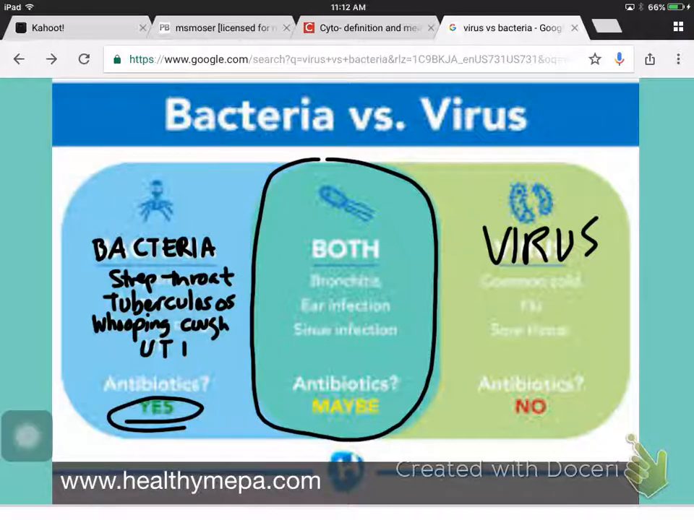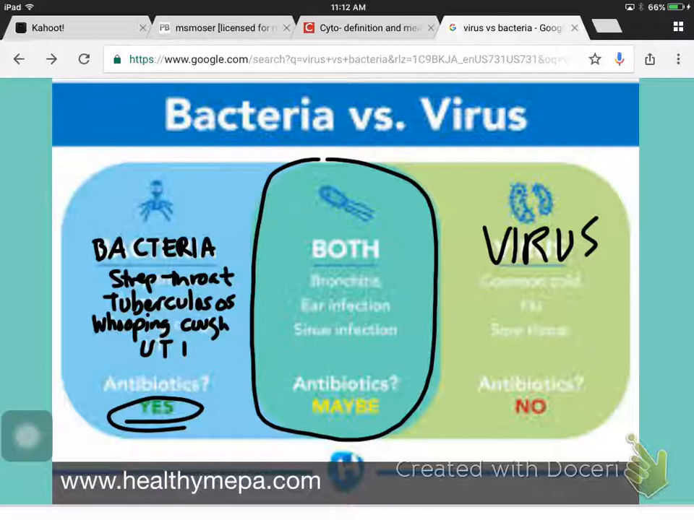Viruses aren't killed by antibiotics. So if you have a virus and you take an antibiotic, guess what it's doing for the thing that's making you sick? Zip. Nada. It's doing nothing.